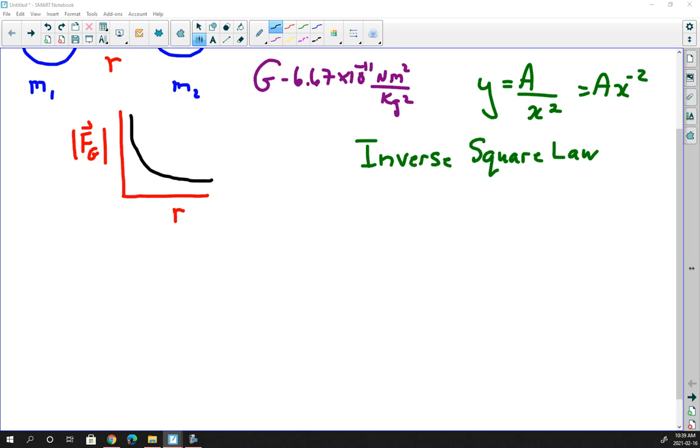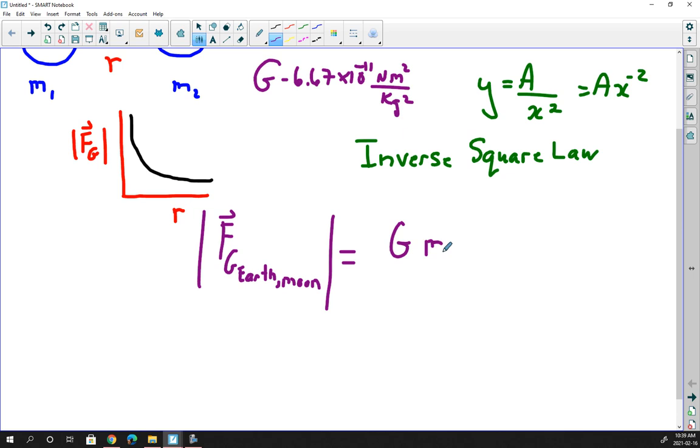So what I want you to do now is a little bit of research. And I want you to find the magnitude of the force of gravity between the Earth and our moon. You're going to have to look up the mass of the moon. You're going to have to look up the mass of the Earth. And you're going to have to look up an average distance because it does change slightly. It's not a perfect circle.